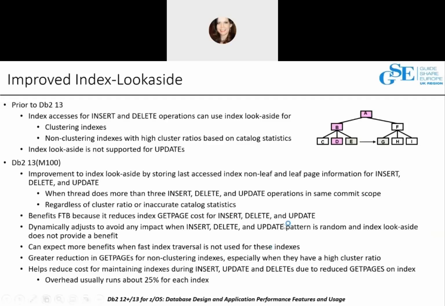Version 13, it can be utilized for updates now, which is good. It opens it up for more processes. And it also will benefit fast traverse block because, in conjunction with that, it will help lessen get pages for all operations, inserts, updates, and deletes. And also, it can be used against non-clustering indexes when they have a high cluster ratio, and that's not based on the catalog statistics. So it can use a non-clustered index regardless of its cluster ratio. But of course, if it has a high cluster ratio, you'll see quite a bit of benefit from that.